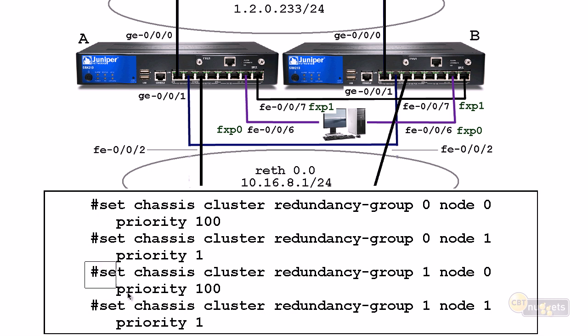So we'll say set chassis cluster redundancy group 1, and then of course node 0 is our primary device, so we'll give it a priority of 100, and of course we'll put node 1 over here with a priority of 1. Again, redundancy group 0 is for the routing engine redundancy. Redundancy group 1 are what our RETHs are members of.